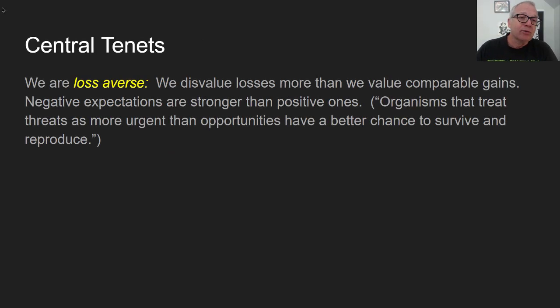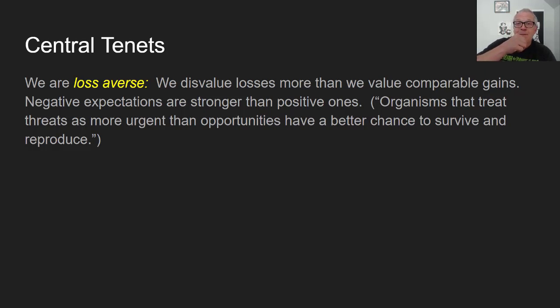Okay, so more central tenets from prospect theory to get the details all worked out here. So we've already seen that humans are loss averse, and one short, succinct way to say that is that we disvalue losses more than we value comparable gains. Negative expectations are stronger than positive ones.